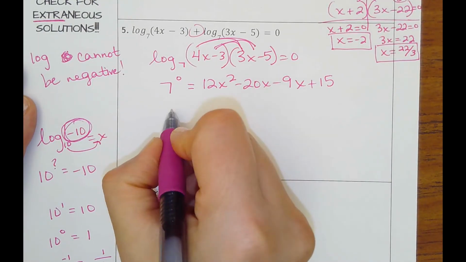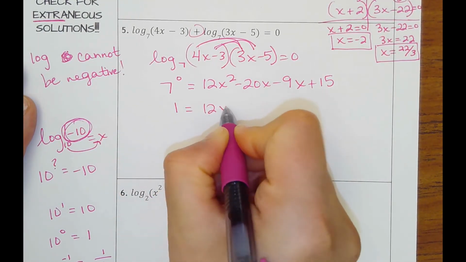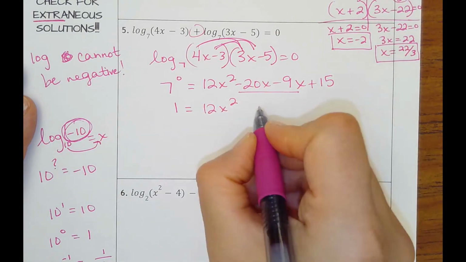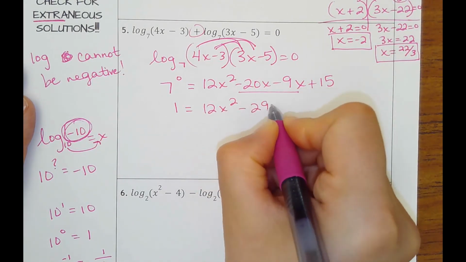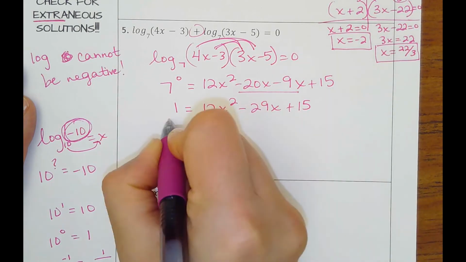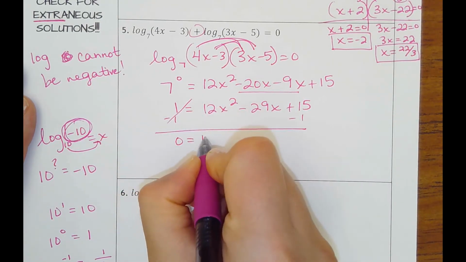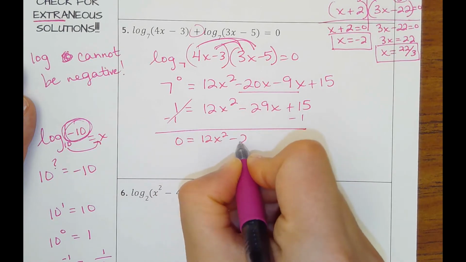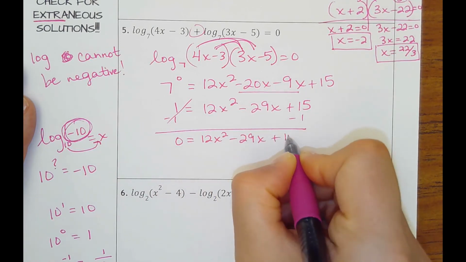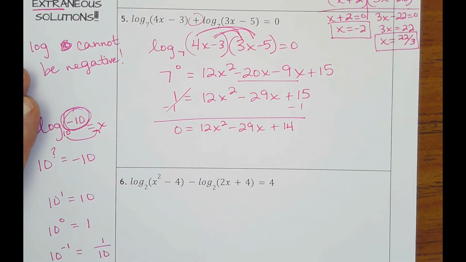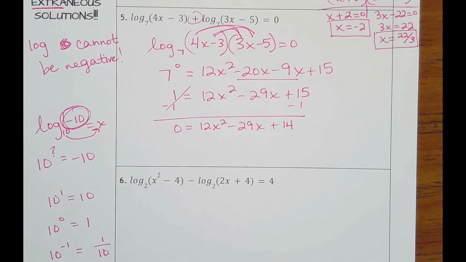7 to the 0 power is 1. Negative 20x minus 9 more would be negative 29x plus 15. Subtract your 1 over. So I get 0 equals 12x squared minus 29x plus 14. Man, I don't remember these being so not fun. Thought they all factored pretty good. Okay, so here you could do quadratic formula, or I'm going to try to factor again.